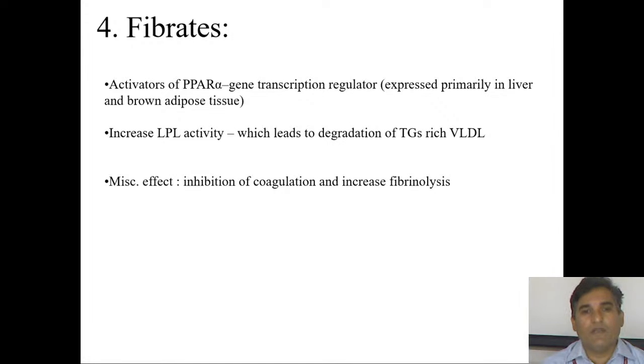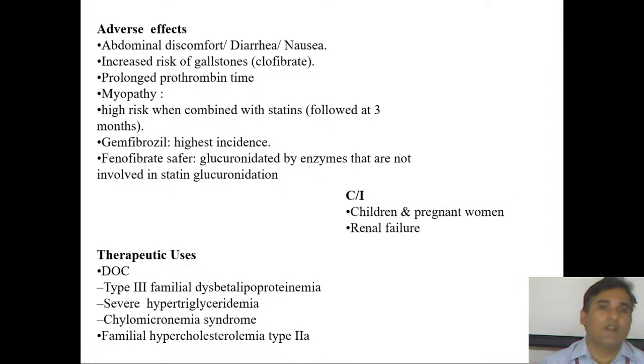Fibrate is an activator of the PPAR alpha gene transcription regulator. It increases lipoprotein lipase activity, which leads to the degradation of triglyceride-rich VLDL, and inhibits coagulation and increases fibrinolysis. Adverse effects: abdominal discomfort, nausea, diarrhea, increased risk of gallstones, prolonged prothrombin time, and myopathy, with high risk when combined with a statin, especially gemfibrozil. Fenofibrate is safer. Contraindicated in children, pregnant women, and renal failure.